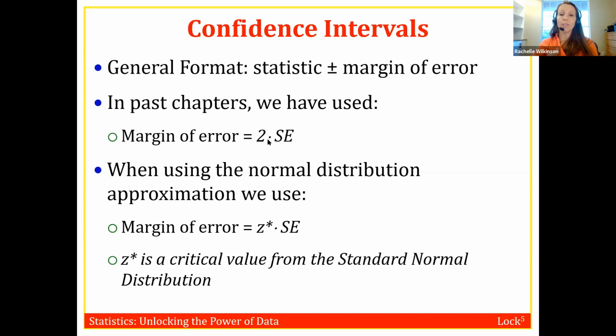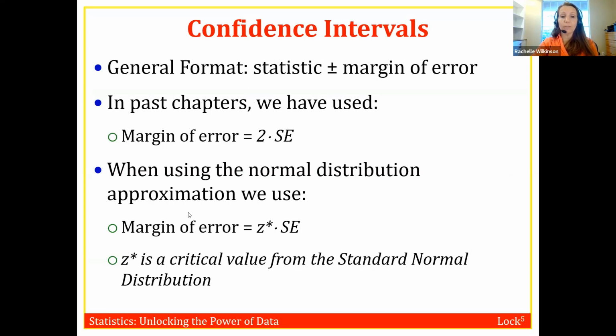Because of that, the only kind of confidence intervals that we did using a calculation with the standard error was a 95% confidence interval. So in this chapter, we're going to expand that idea and say 2 is not the only number that we can use. We could figure out what a different multiplier would be to make a 90% confidence interval or a 99% confidence interval or any level of confidence that we want.